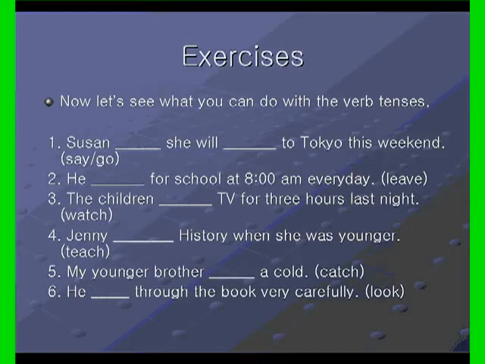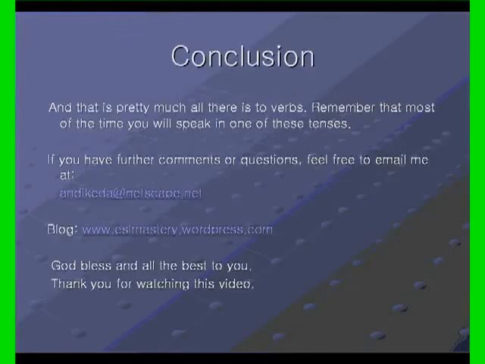Number six: he the book very carefully. And here we're going to use the verb look. Now assume that this is in the past tense form. He's not doing that now, and he's not going to do it in the future according to the way this grammar is structured. So we're going to turn this into a past tense verb. We're going to add ed, look being a regular verb, and it should read: he looked through the book very carefully.